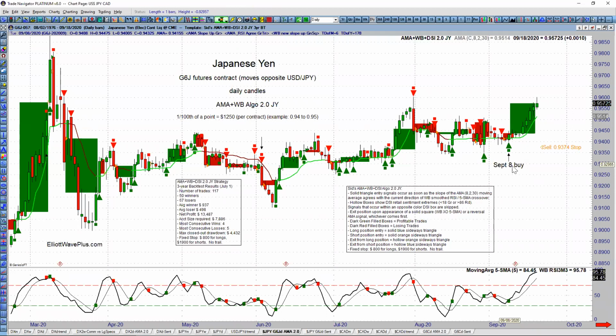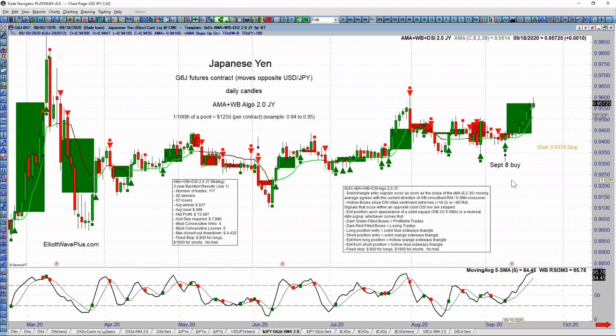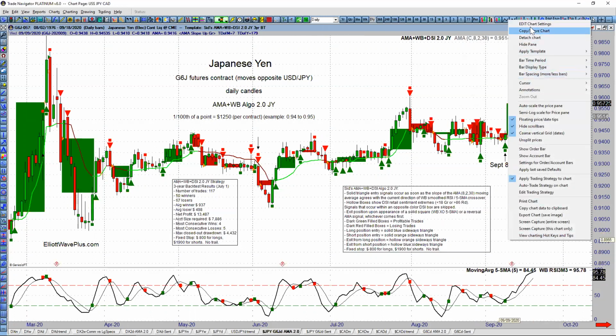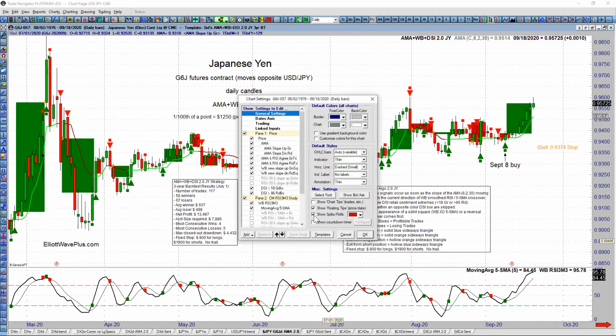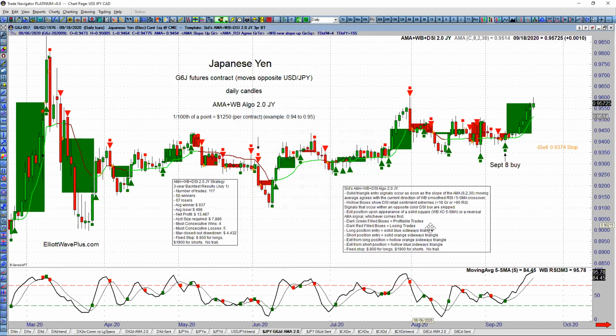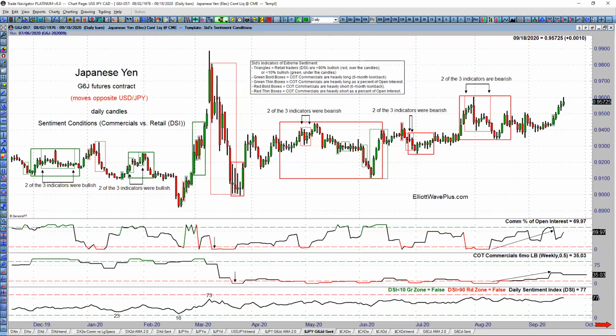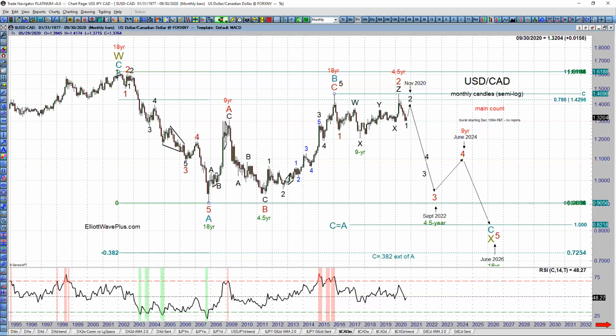The momentum algo is on a buy since September 8, and it's in a nice profitable trade. But the Walter Bressert does look a little toppy. And that reminds me, I need to get rid of those rolls. Sentiment is neutral, hard to read on the yen.